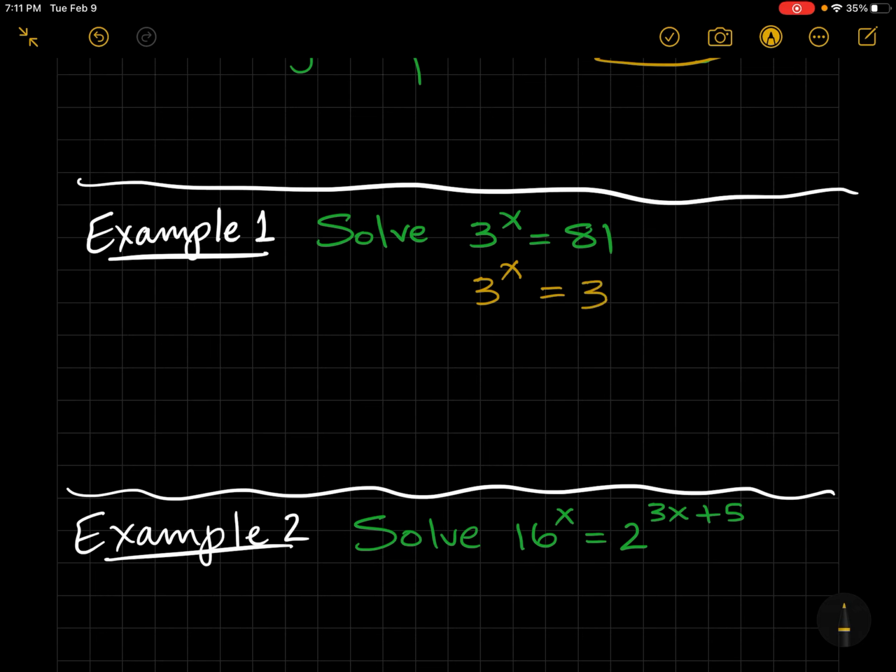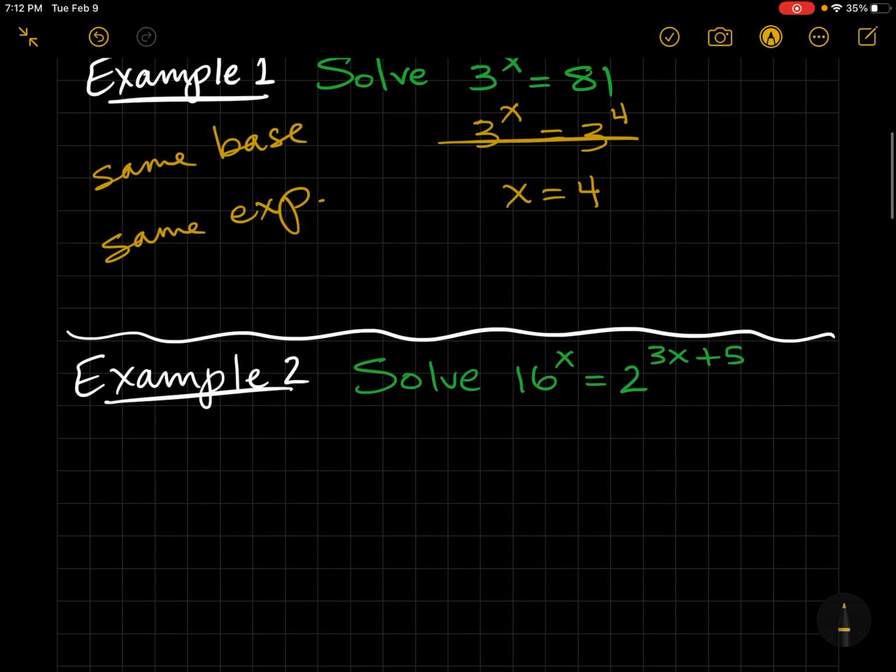First of all, hopefully you realize that that's 3 to the 4th power. Now that the bases are the same, we can simply write a new equation with the exponents. Same base means same exponent.